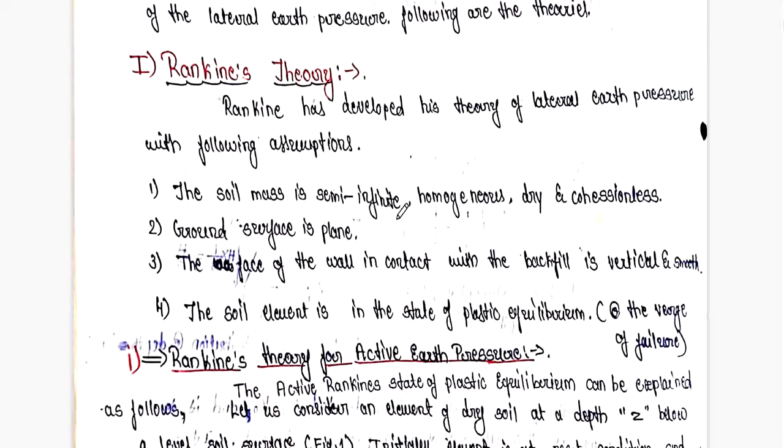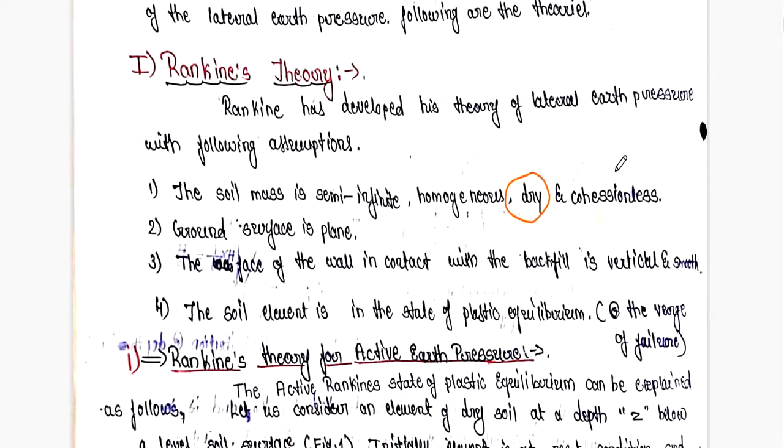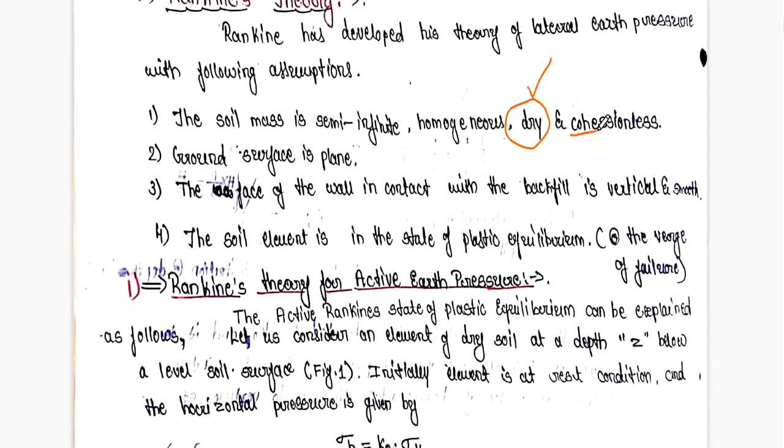The soil mass is semi-infinite and homogeneous. It is considered as dry. This is very important: the soil mass is considered dry initially. But if there is interference of the water table, we have to consider that water table. Initially we are going to consider the soil mass as dry and cohesionless.